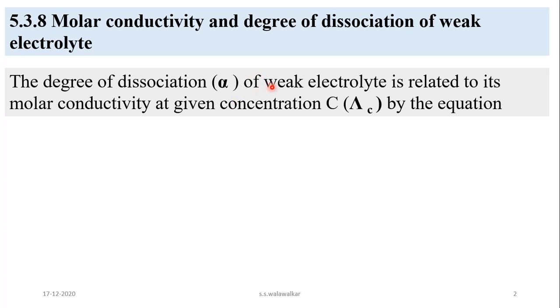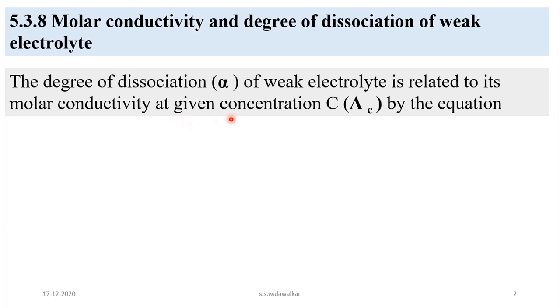So alpha is equal to number of moles of that weak electrolyte that undergo dissociation divided by total number of moles. That gives you the degree of dissociation. And from that you can also calculate the percent dissociation, that is alpha into 100. So that part we have studied in ionic equilibria topic. And today in this lecture we will study the relation between molar conductivity and degree of dissociation of weak electrolyte.